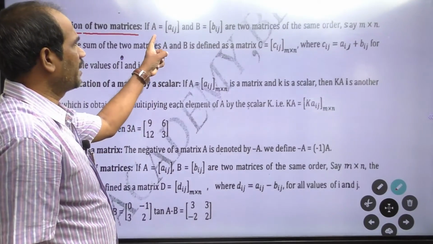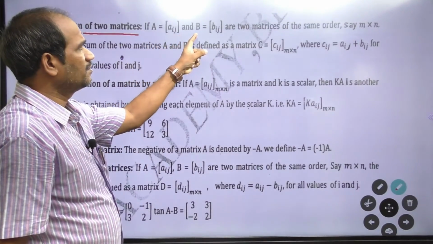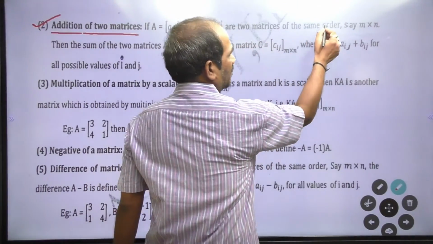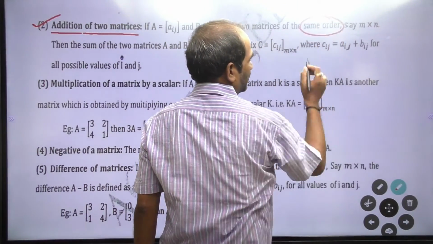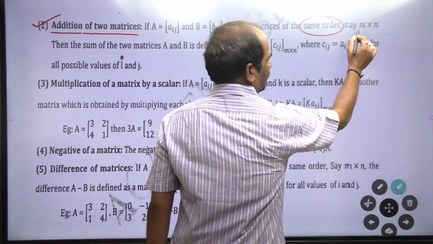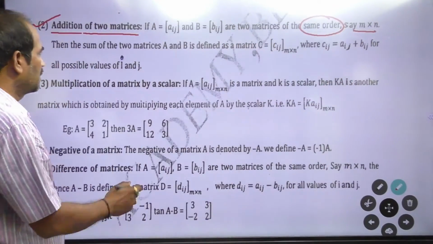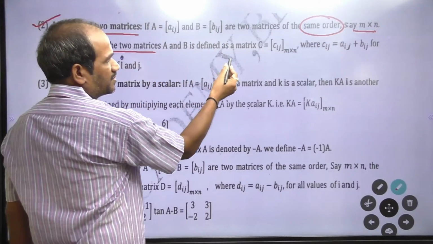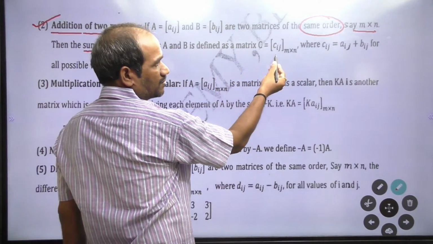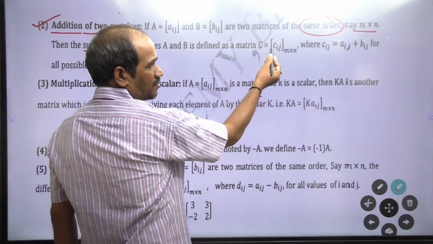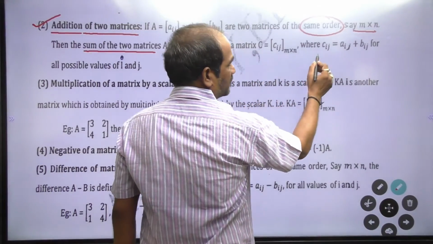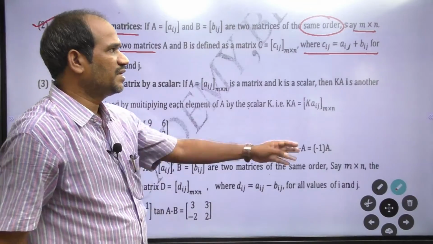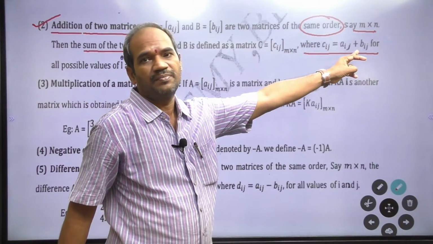So here, if A is equal to Aij and B is equal to Bij are two matrices of same order, say m by n, then the sum of two matrices A and B is defined as a matrix C is equal to Cij m by n, where Cij is equal to Aij plus Bij.